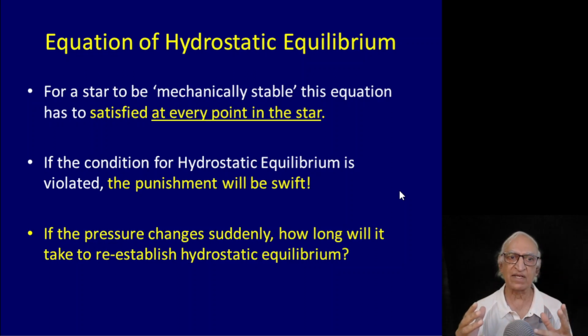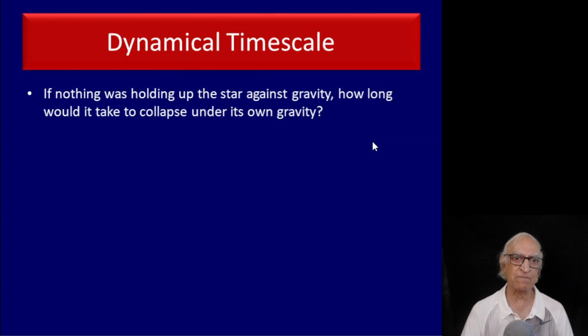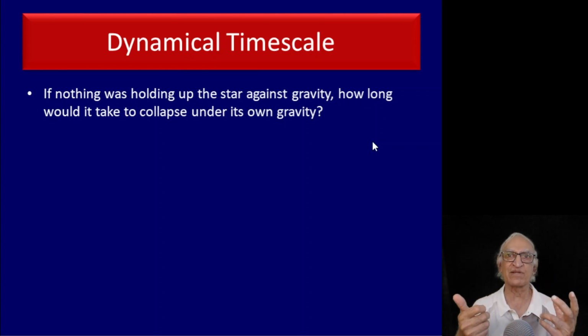How long will it take to re-establish hydrostatic equilibrium? That is given by a time scale which is known in the literature as the dynamical time scale. Can we estimate this dynamical time scale? We can do that by taking the extreme case, by saying let's switch off the pressure completely throughout the star. The star will simply collapse due to Newton's gravity. Let us calculate what will be the time of this collapse.